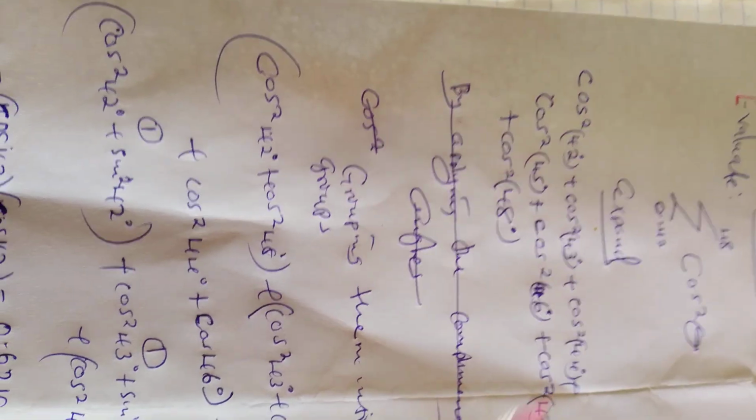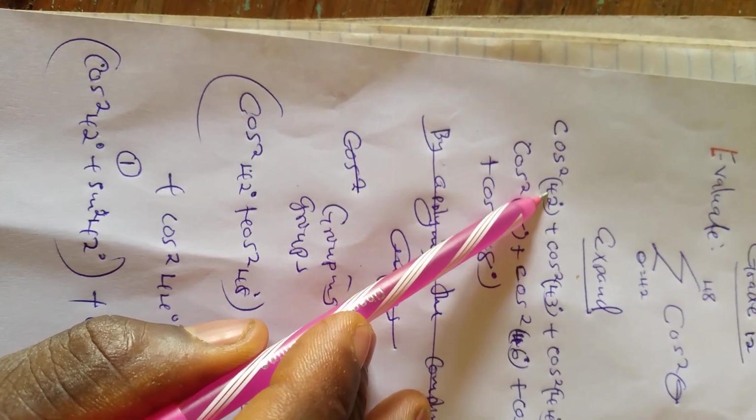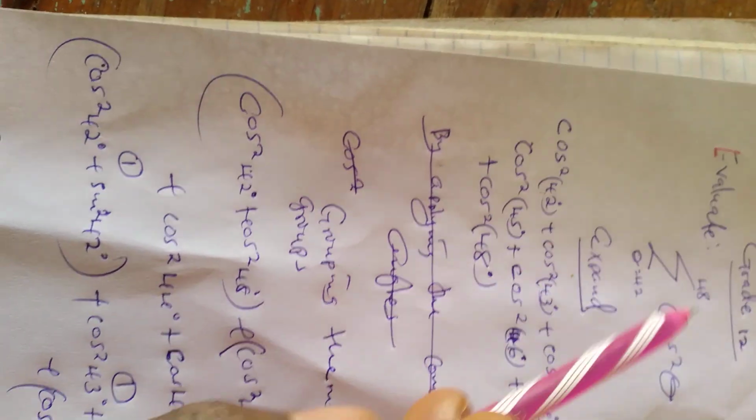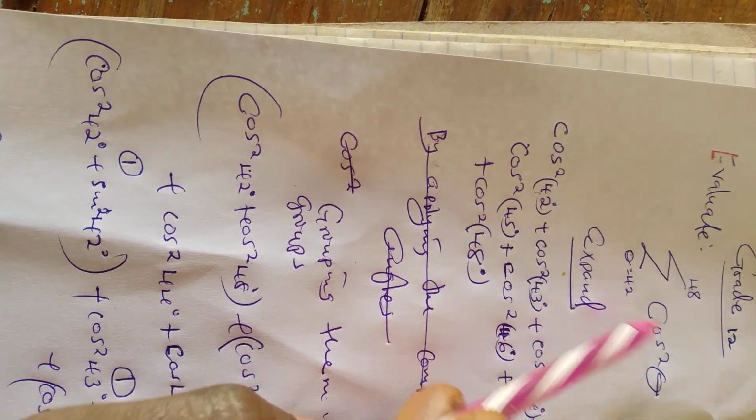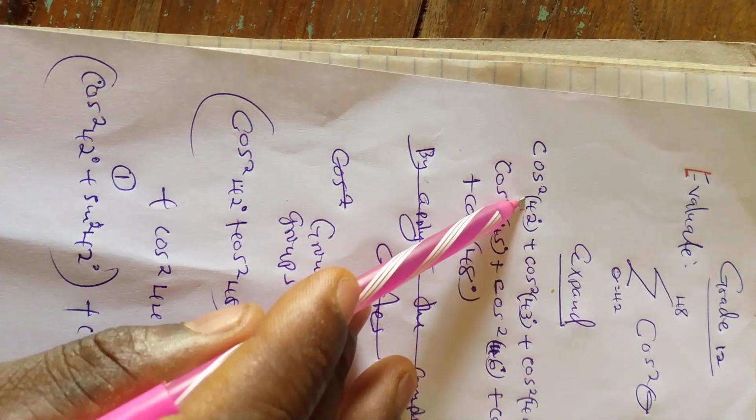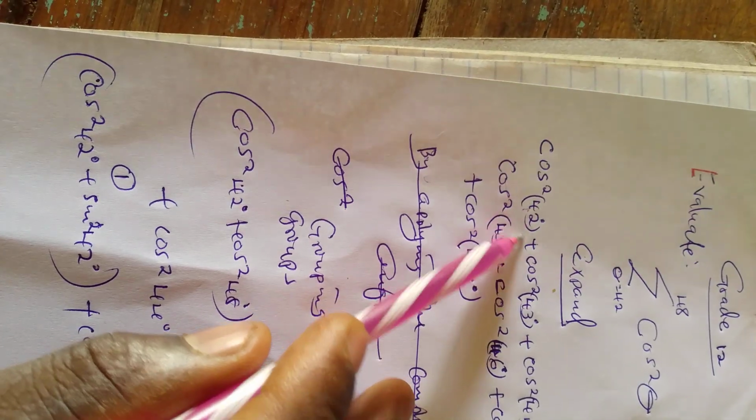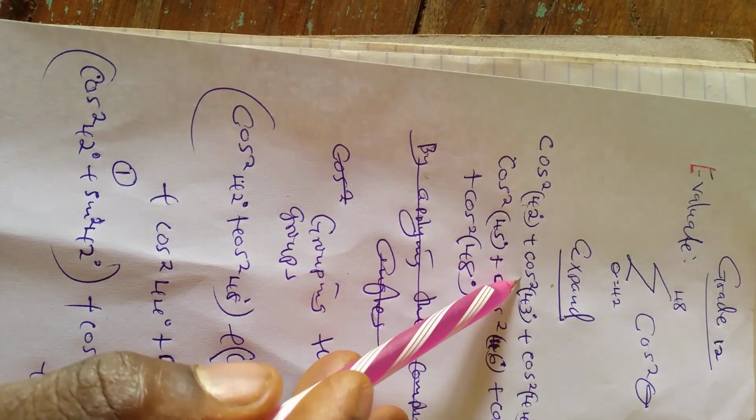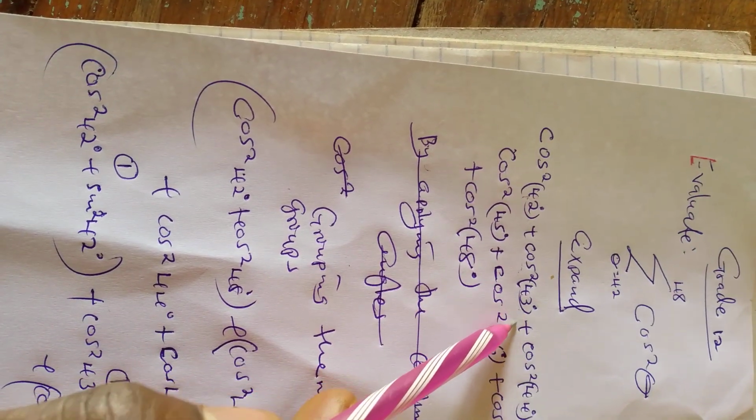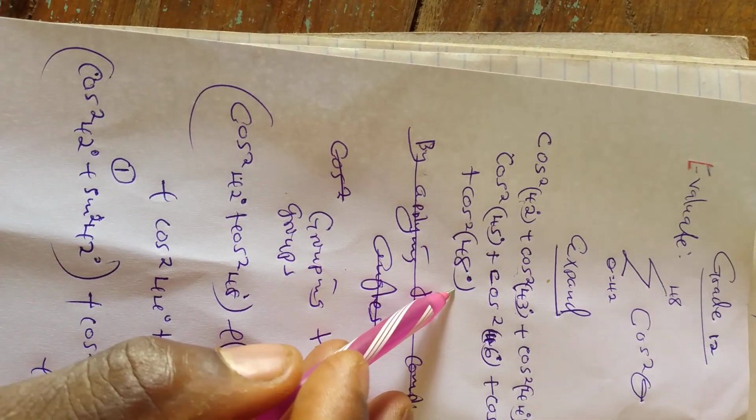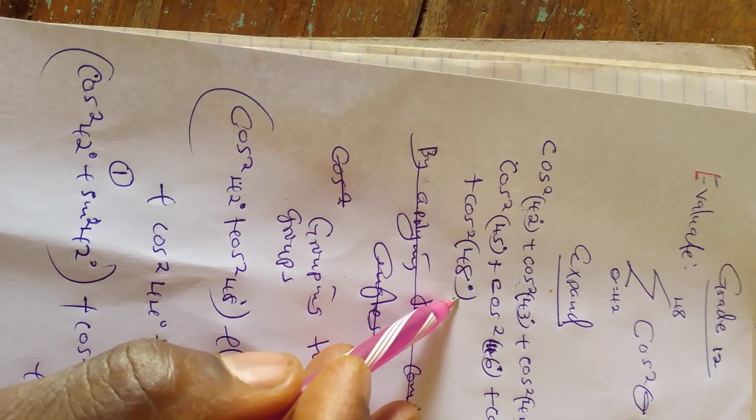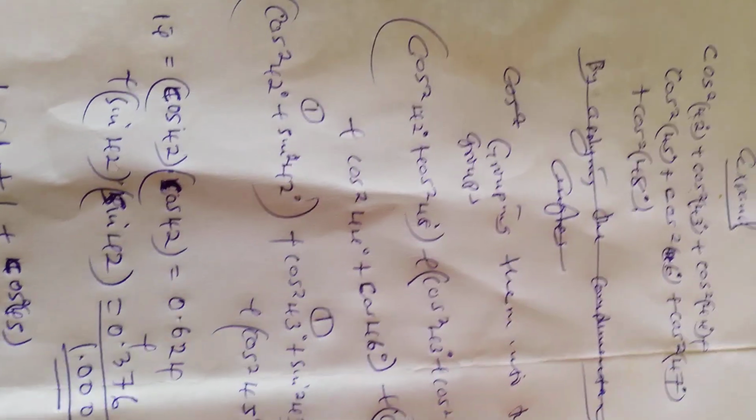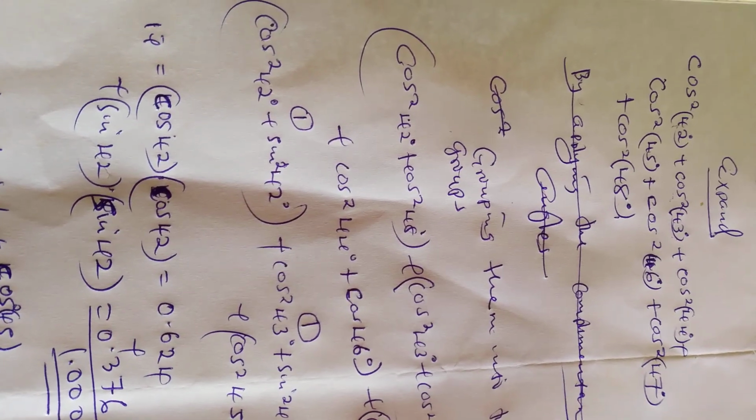You can see how you can expand it. Expand from the lowest, that is 42, to 48. So expand this as cos squared 42 degrees plus cos squared 43 degrees, in that order, up to the highest angle, which is 48 degrees. From there, you group them.